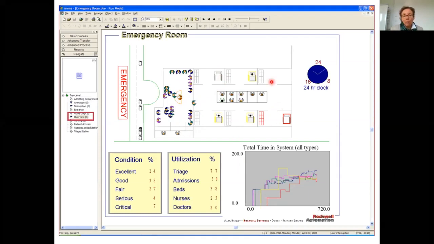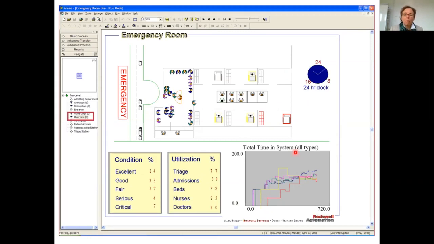As an outcome of this simulation, we would see over time the utilization of our resources, such as the triage nurse, doctors, and so on. And we could evaluate over time, depending on the condition of the individuals, how long it takes them from entering the system until they leave the hospital. This is a kind of performance measure that we get.